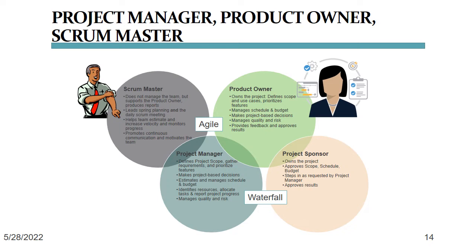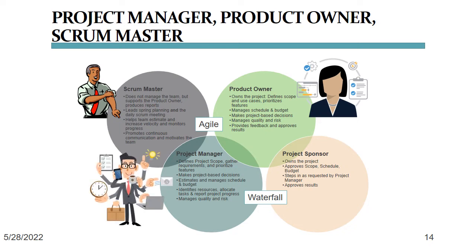The product owner really owns the project. She defines the scope, she defines the use cases, she prioritizes the features that sit in the backlog, and that also means that she really is in charge of schedule and budget, and that she makes all the project-based decisions. And lastly, she also provides frequent feedback. She may even have her desk in the development area in which the development team is working, and she approves any and all of the results.